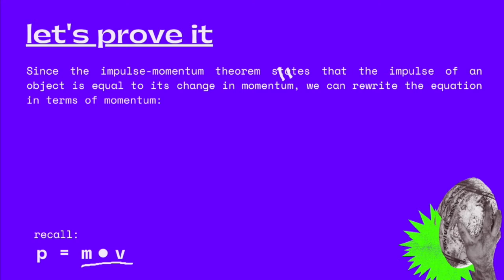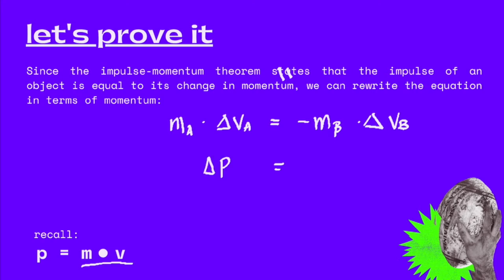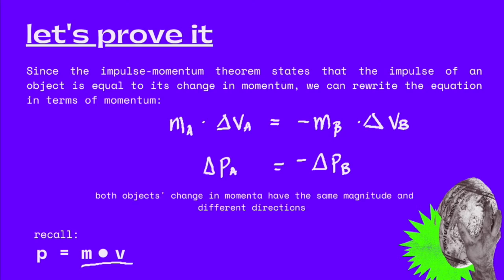object B, we can write down the mass of object A multiplied to the change in velocity of object A is equal to the negative of the mass of object B times the change in velocity of object B, or simply the change in momentum of object A is equal to the negative change in momentum of object B. And we can see that both objects' change in momentum have the same magnitude but are in different directions.